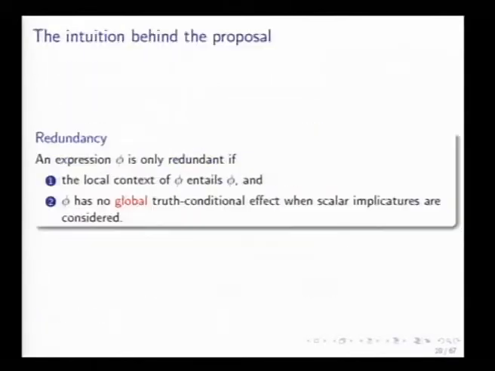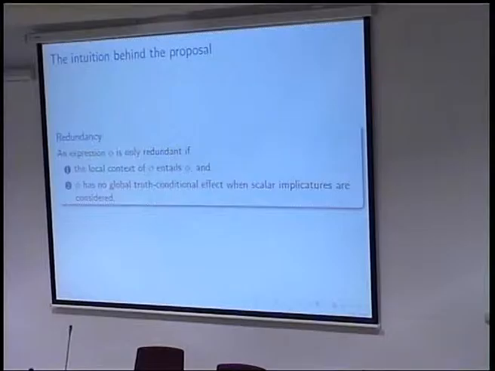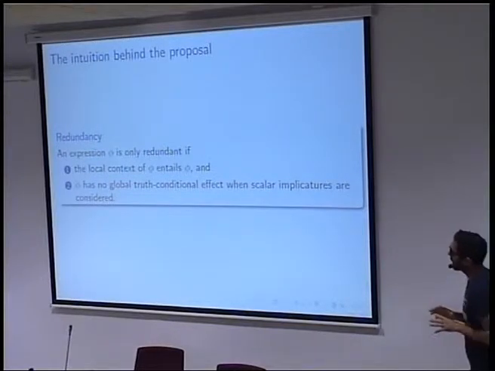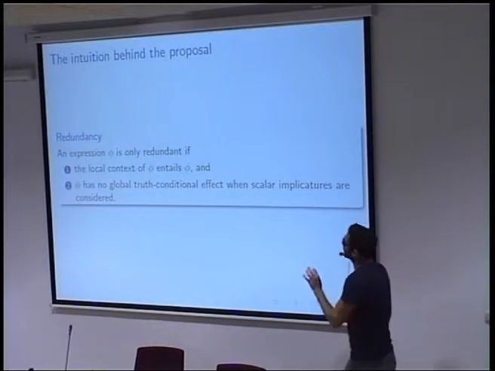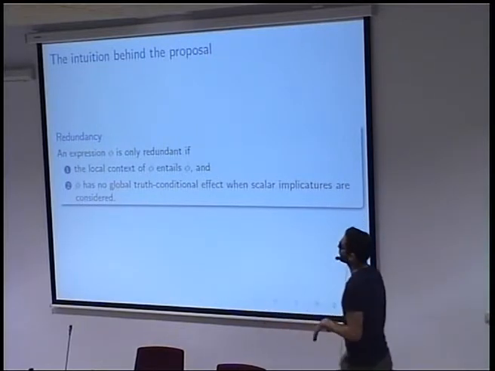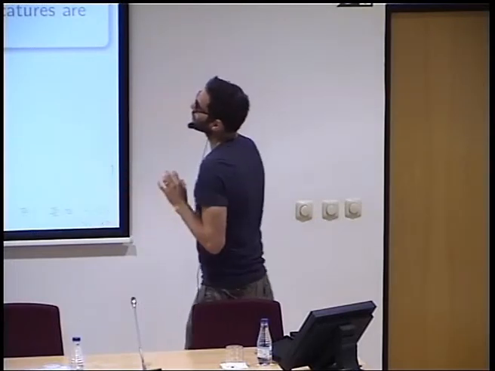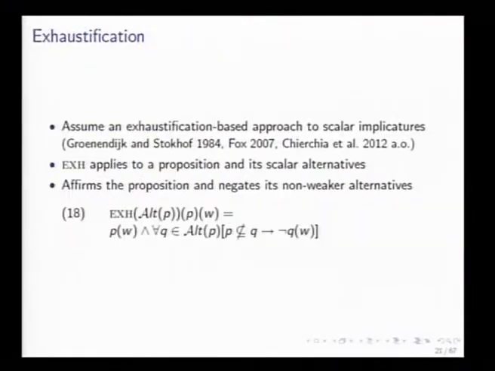Okay, so this is our new proposal. Here's the idea. Let me give you the intuition first, and then we're going to formalize it a little bit more. So what counts as redundant here? For an expression phi, there are two conditions now. It's only redundant if the local context of phi entails phi, so we're back to considering the local level. This is as before. But now we add a condition: phi has no global truth-conditional effect when scalar implicatures are taken into account. Okay? So we'll see how this works.